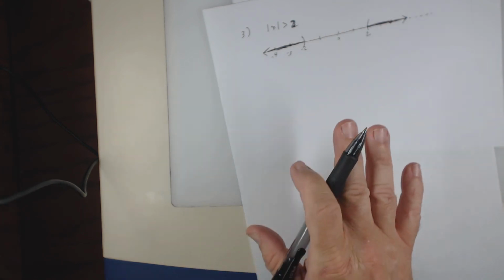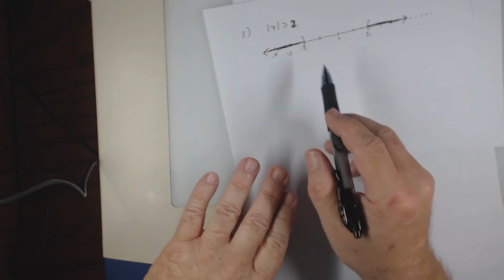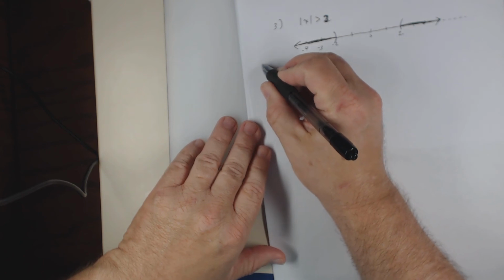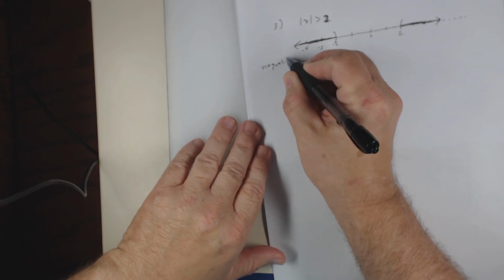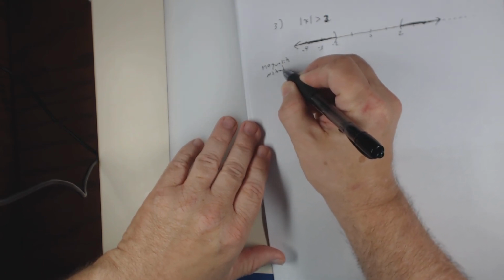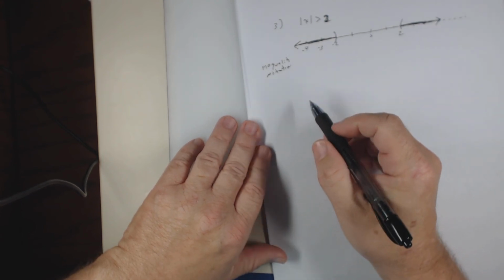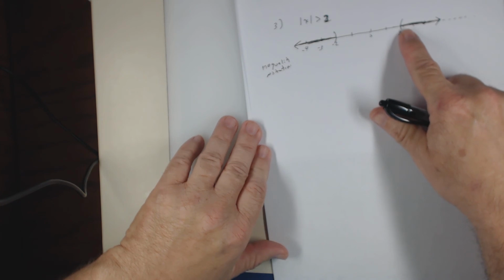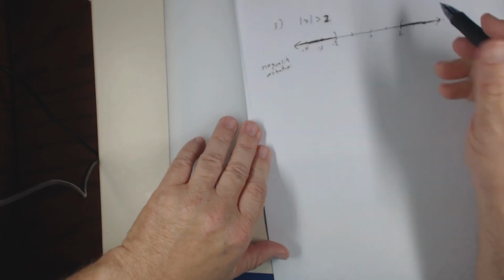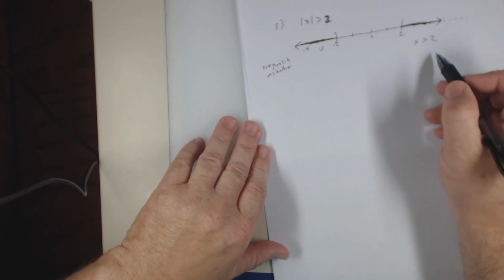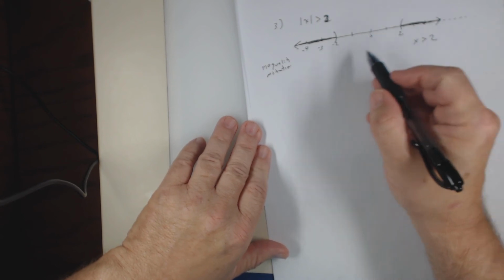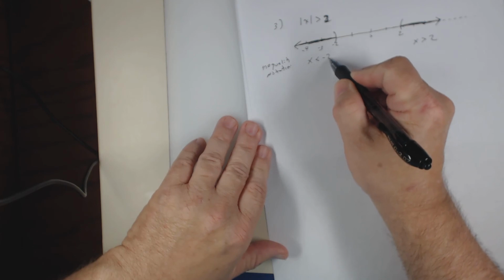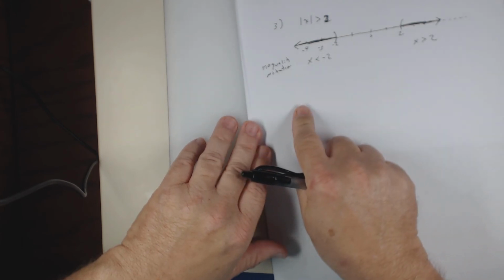All right, now here's how you're going to write it. In terms of inequality notation, let's look at this one first. This says that all my x's have to be what? Greater than 2. So this says x is greater than 2. Right? This says that all my x's have to be what? Less than negative 2. That's what that says.